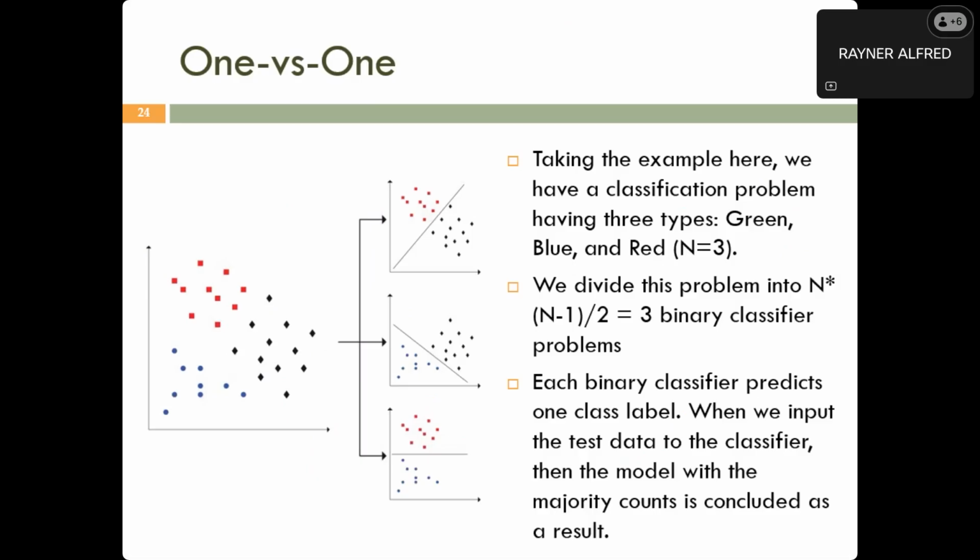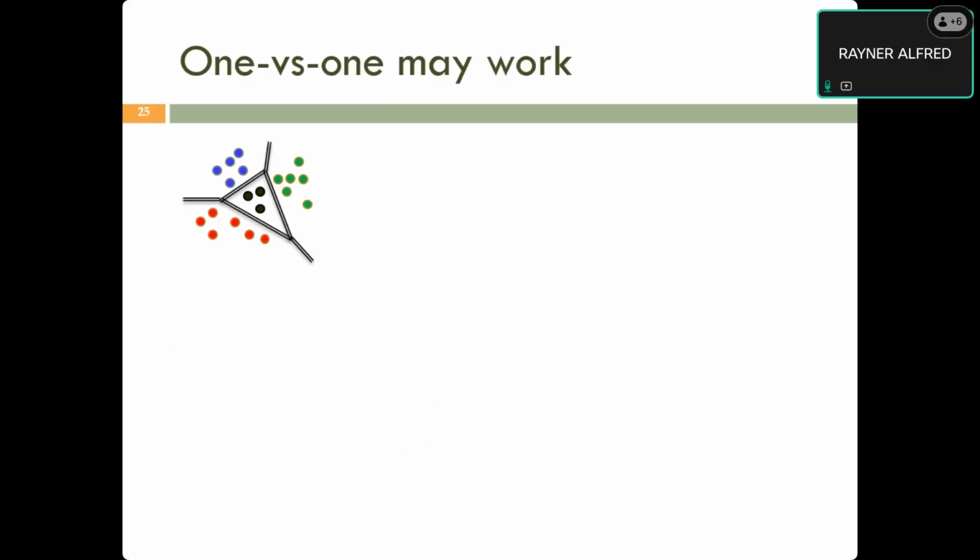Okay, so this is the example that we had just now. If we have 3 classes, we should have 3 binary classifiers based on this formula. Now we have this, so we should have 6 binary classifiers. Why do we consider this 6? Because you see, this is 1, 2, 3, 4, 5, 6.